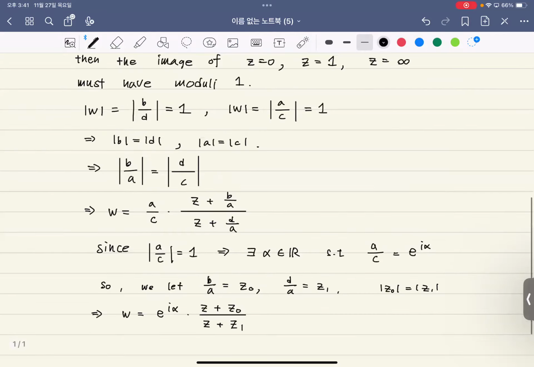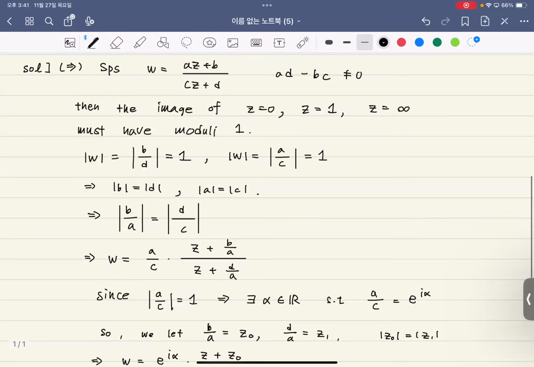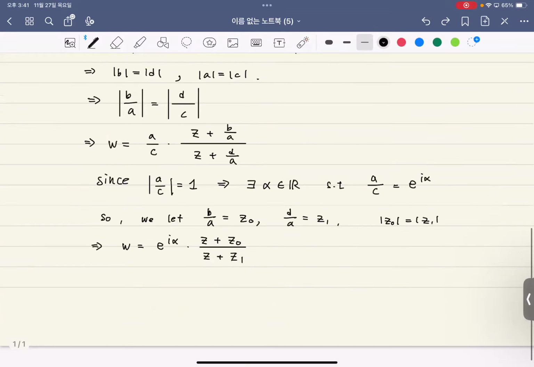Okay, now what? Well, I already took advantage of the moduli of these two guys. This point equals 1. So all I have is the last condition. That is, if I plug in z equals 1 into this expression, then the modulus of this complex fraction should be 1, right?